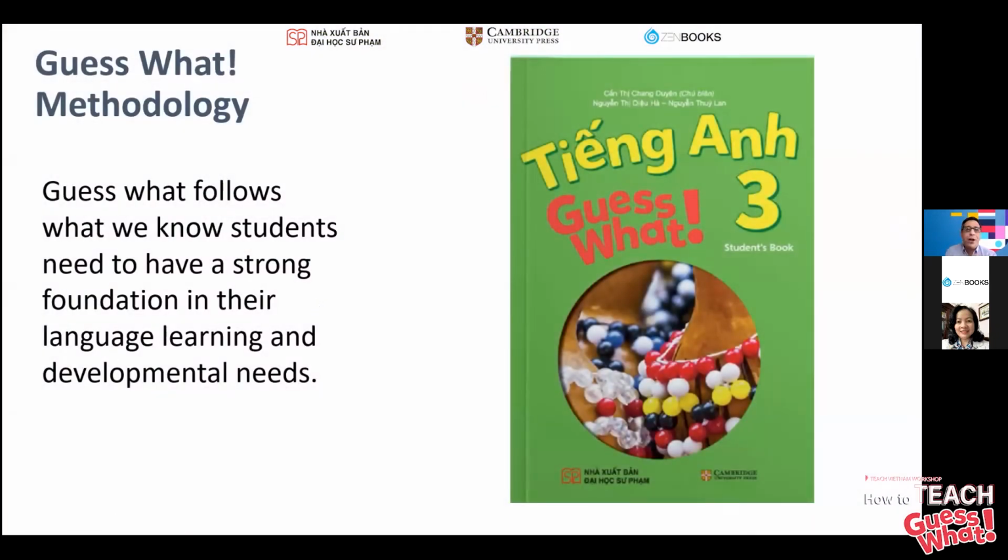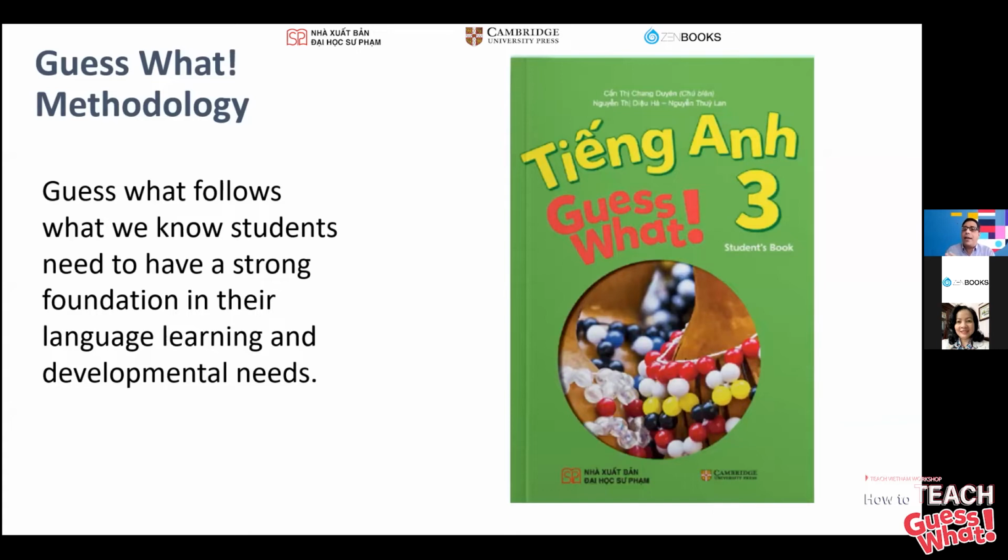So really what we're going to be talking about today is the methodology of Guess What. And I'm really excited to talk about this because Guess What follows what we know students need to have a strong foundation in their language learning and developmental needs. And I think that's important. When we learn language, we have choices of what else to bring in, to talk about, to read about. Language does not exist by itself. Language is about communication. So there has to be a message to communicate as well.